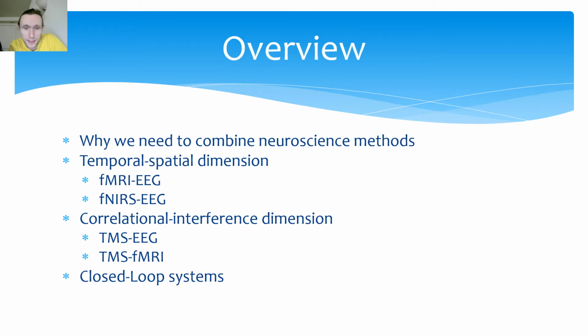And as you can see here in this overview, combining different methods with each other combines different dimensions with the other. So for example, this temporal and spatial dimension, or the correlational versus interference dimension. So let's start with defining what that means.